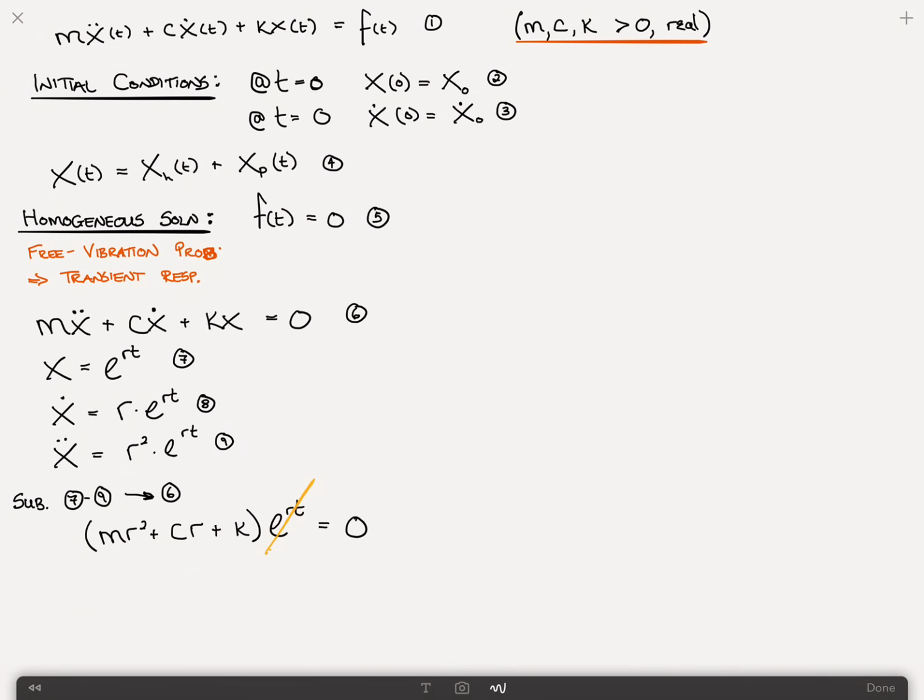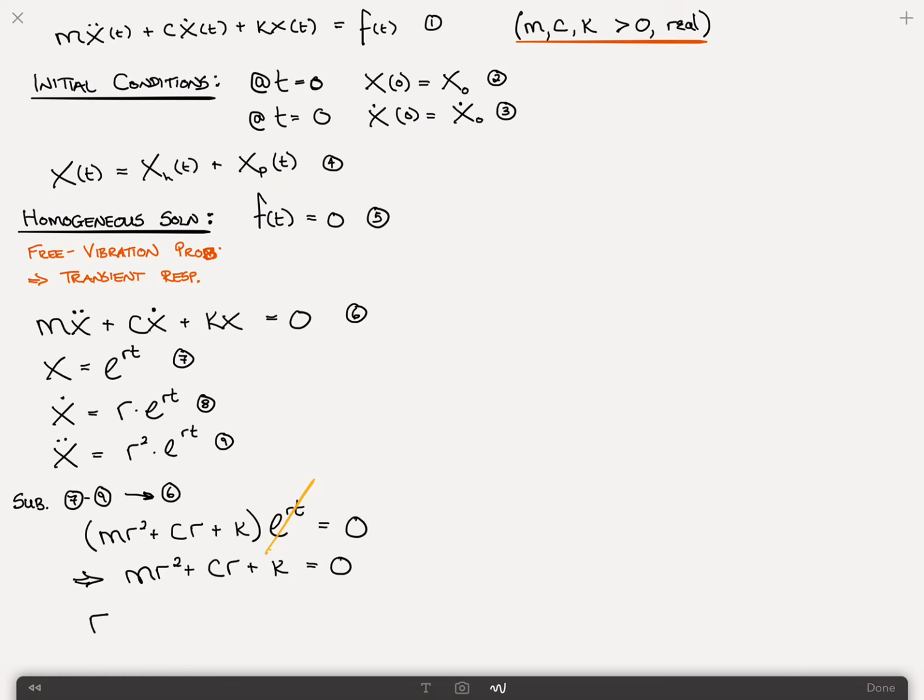So therefore, what's in the bracket must be equal to 0 to solve equation 6, or to satisfy equation 6, I should say. So this implies that mr squared plus cr plus k equals 0. And what is the r that solves it? Well, this is just the roots of a quadratic equation.